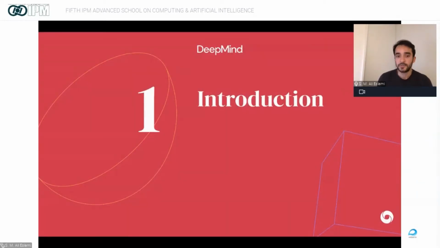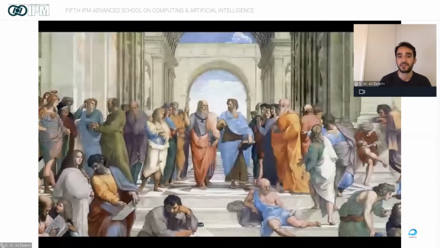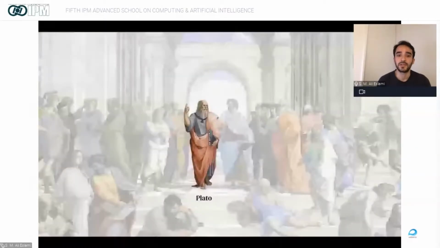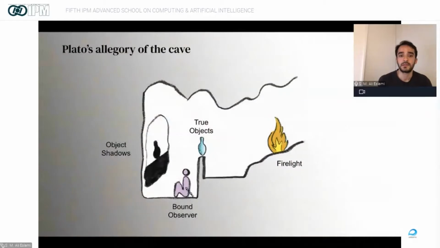Okay, so if we start with the introduction, I'd like to begin, as I often do, by referencing a philosopher named Plato, which I'm sure you've heard of. Plato is this guy here, pointing at the sky. He lived about 2,500 years ago. And the reason I'm interested in Plato is because of this allegory of the cave that he came up with.